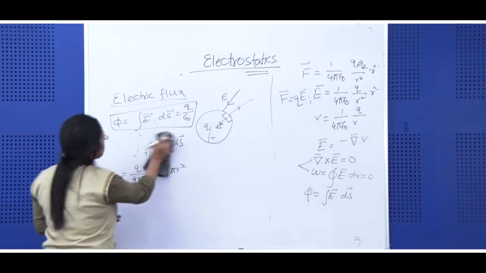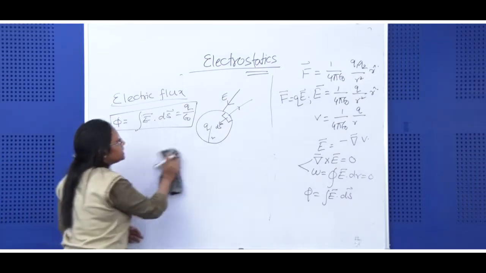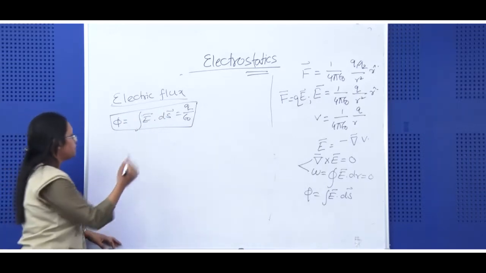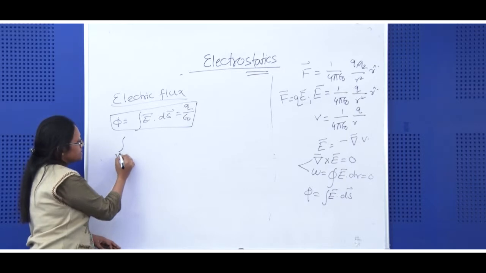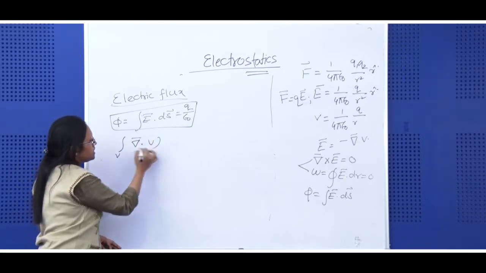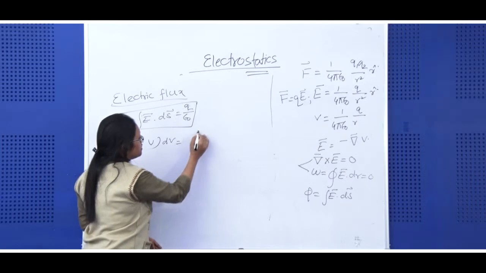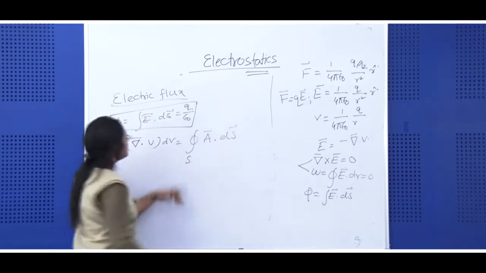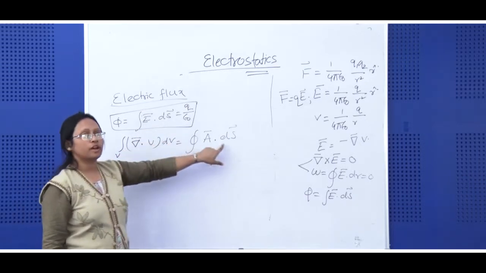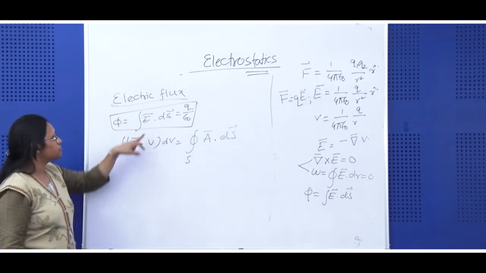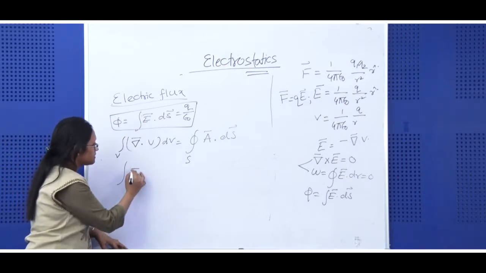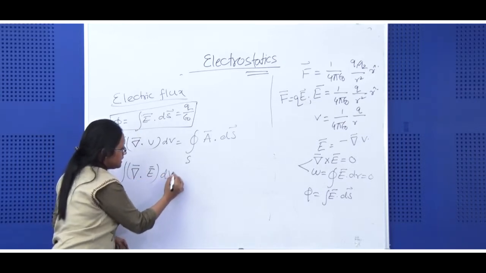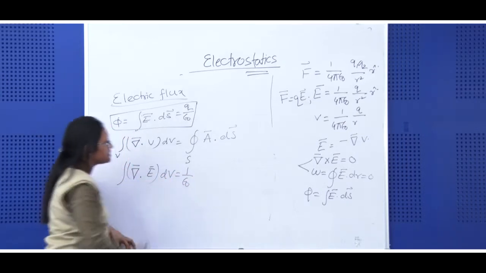Now using the divergence theorem, we will get the differential form of Gauss's law. What is the divergence theorem? I think all of you know that from your vector calculus knowledge. The integral of divergence of V into dV is equal to the closed surface integral of A dot dS. Here the form is E dot dS, which is equivalent to this. By applying the divergence theorem to the left hand side, we will get the integral of divergence of E into dV equal to 1 by epsilon 0 times Q.